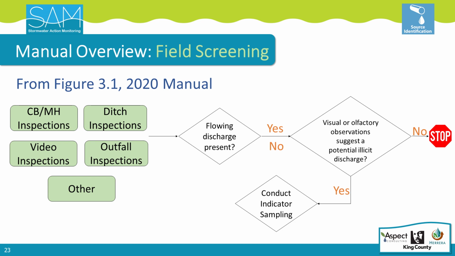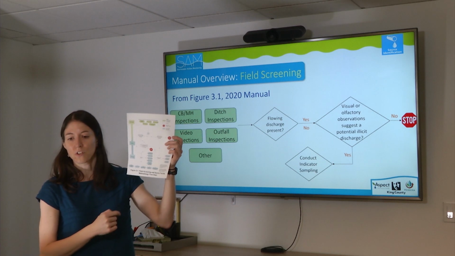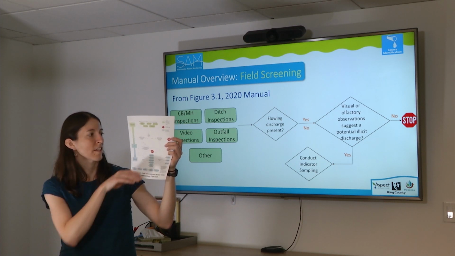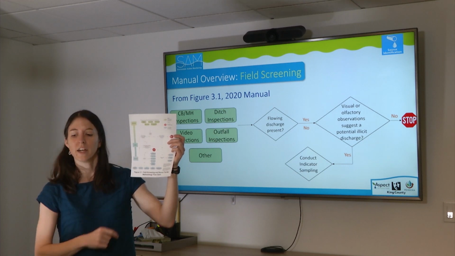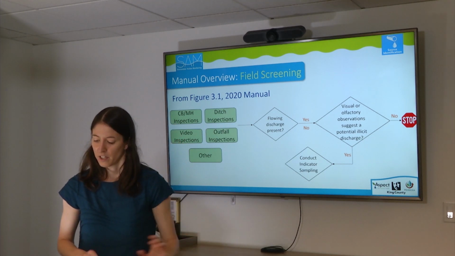And then you need to take a look at whether the flowing discharge is present or not. And then that walks you through the rest of the steps here on what you should do next. And then we'll look at the latter half of the flowchart in the source tracing methodology section. But really this top part here is looking at field screening methodologies and the process that you go through.